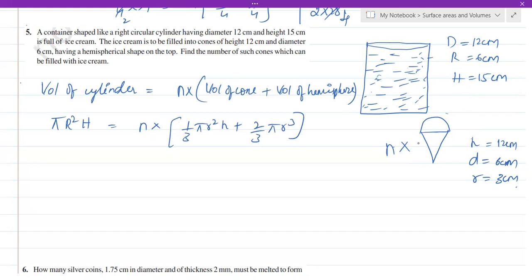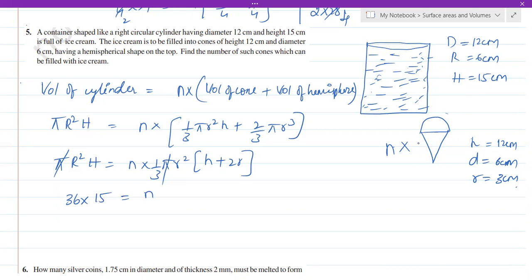So here what we can take common, pi R square H is equal to n. We can take 1 by 3 pi r square as common. We'll be left with h plus 2r. So pi here and pi here gets cancelled. What is the value of capital R? It is 6. Capital R is 6. So 6 square will become 36. Capital H is 15.